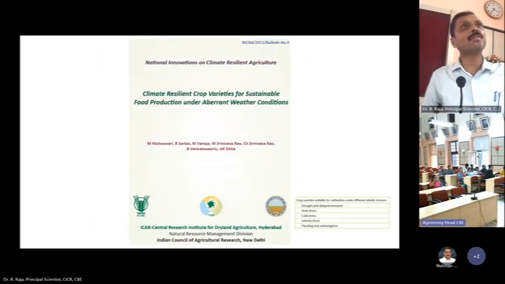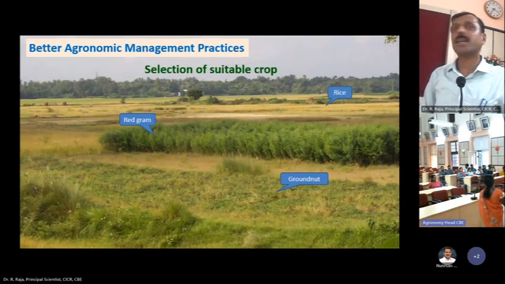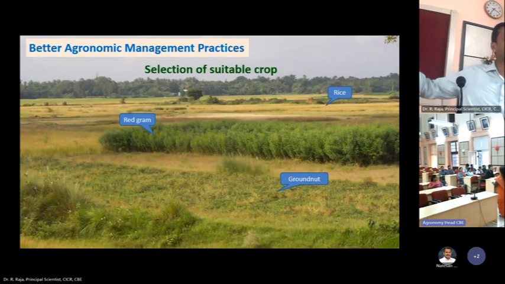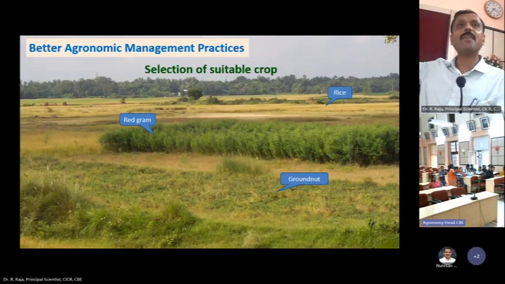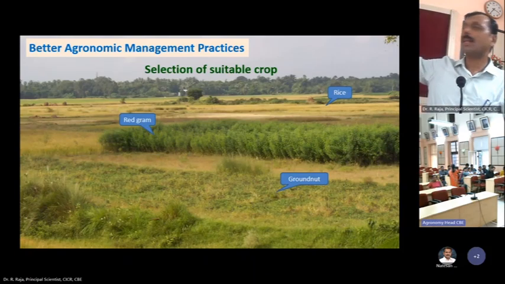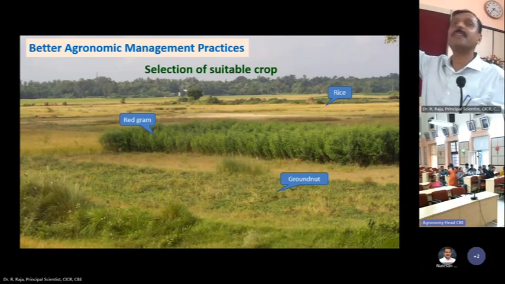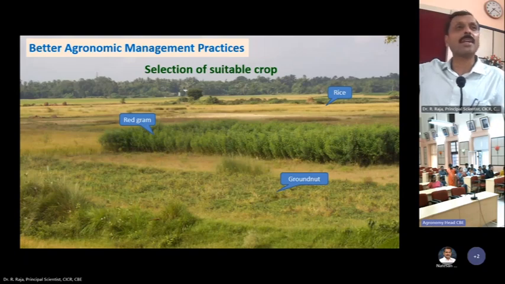If you want a list of climate resilient varieties in different crops and different situations, CRIDA has a document where they have listed most of the varieties. Then, one important management practice our forefathers followed, but now we have changed. When we went on a tour around Orissa, there was a mixture of crops, not a single monocrop. Based on the topography, on that side rainfed upland rice, then red gram, and this side groundnut. Even if one crop fails, the other crop comes.